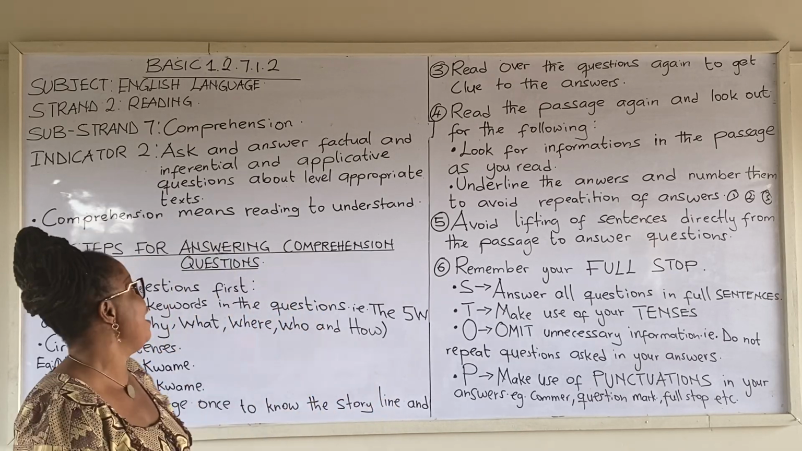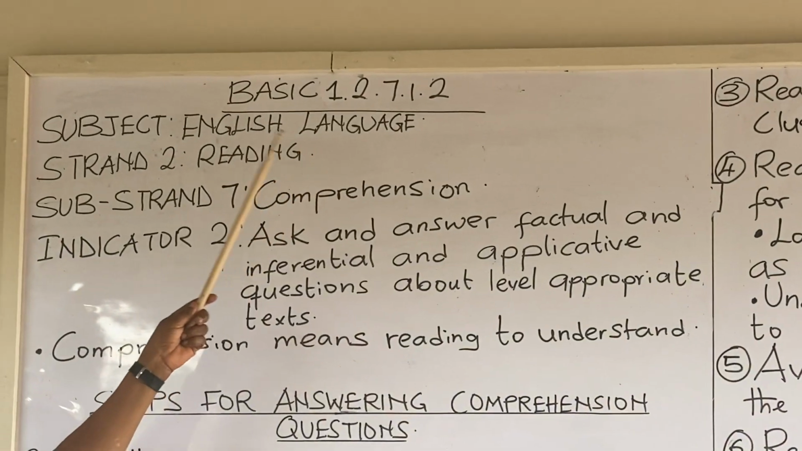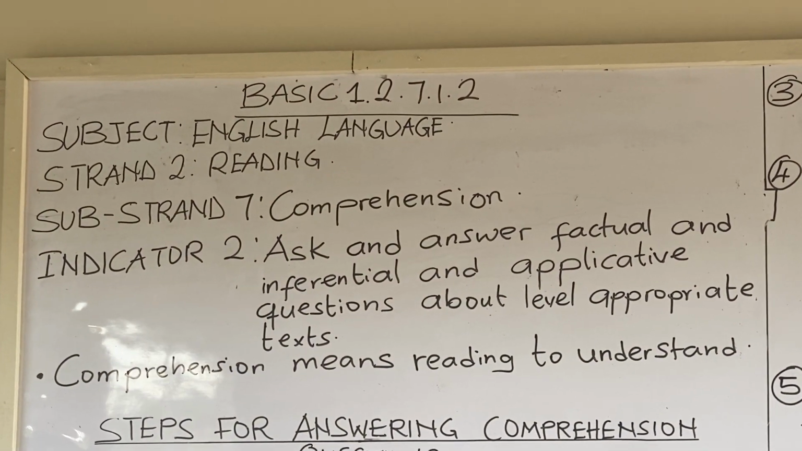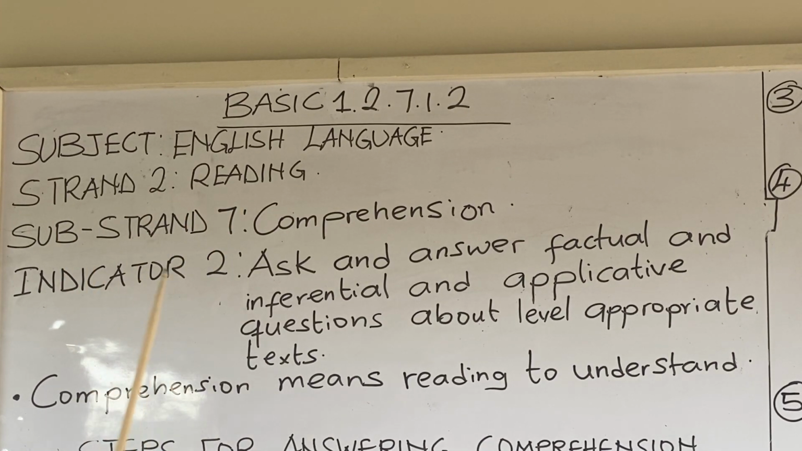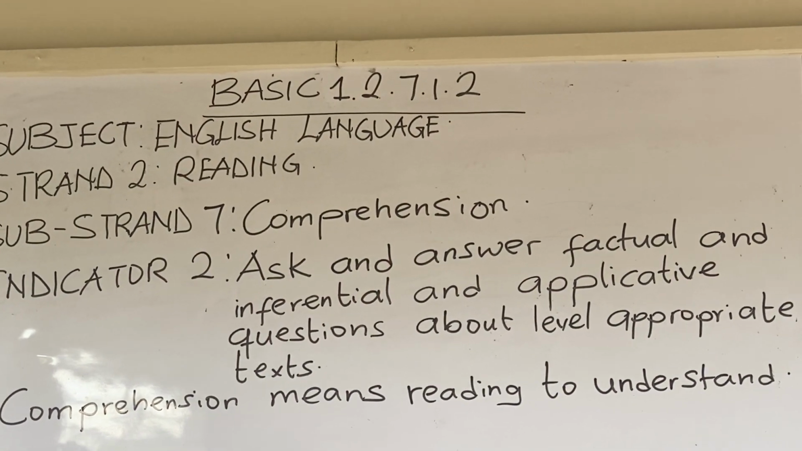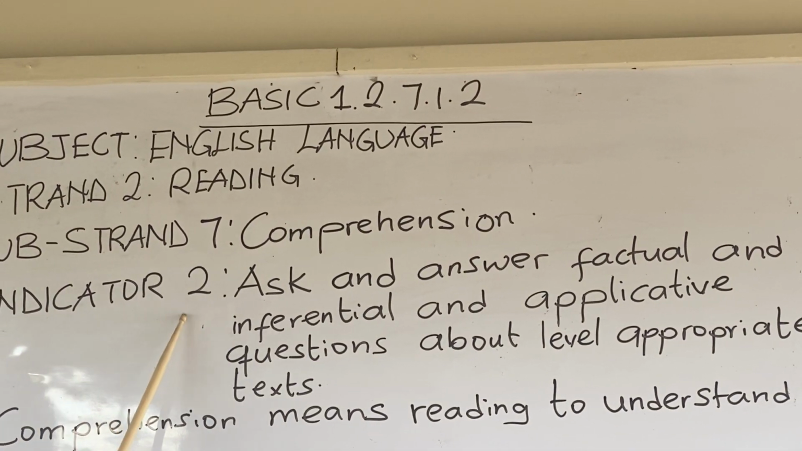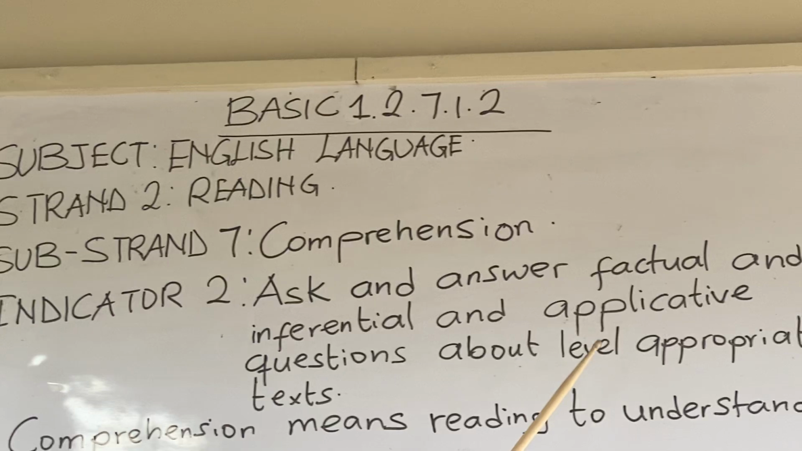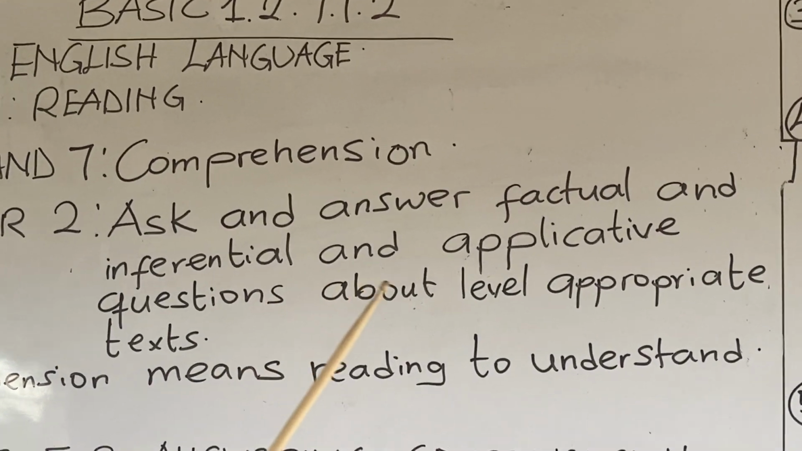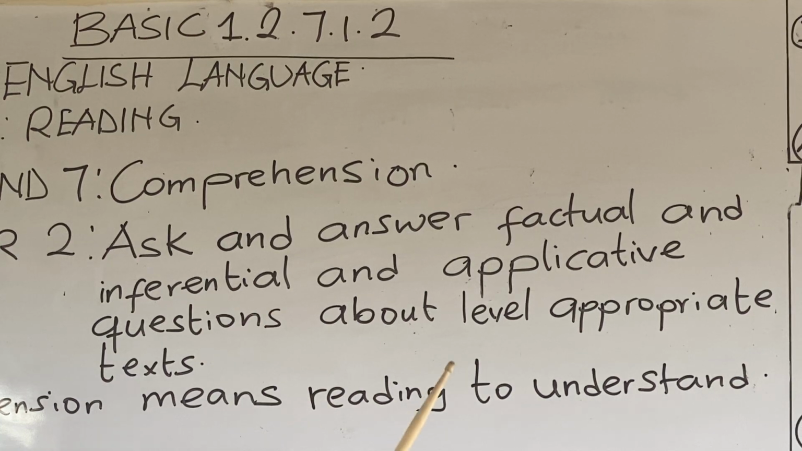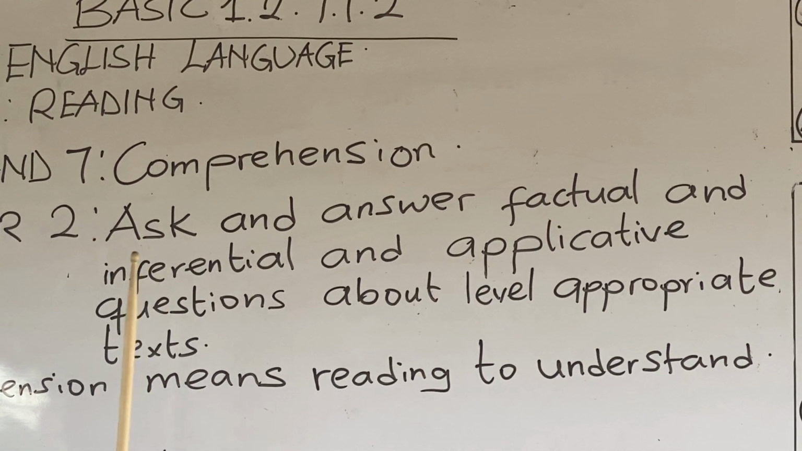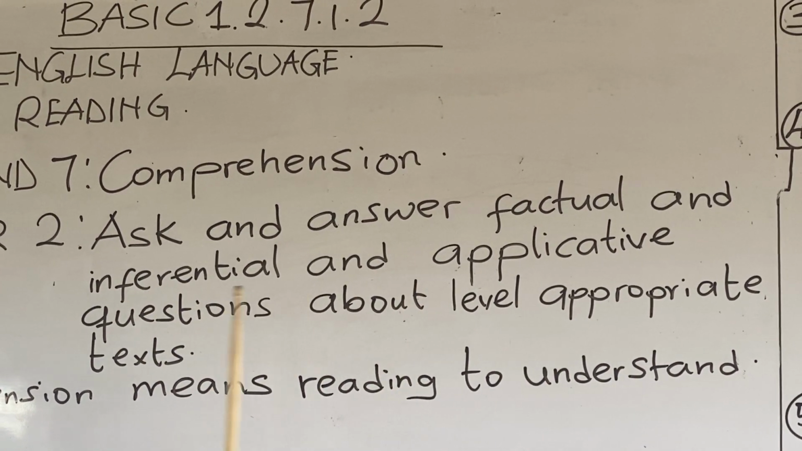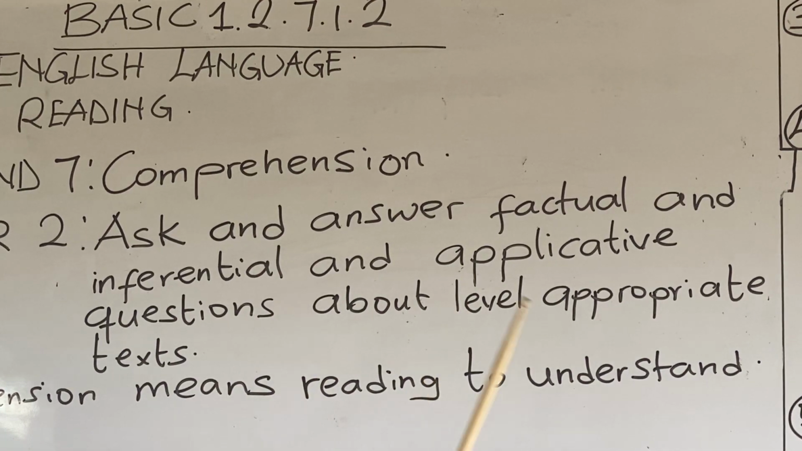Today's tutorial is on English language, taken from Strand 2, reading. Sub-strand 7, which is comprehension. Indicator 2: Ask and answer factual, inferential and applicative questions about level appropriate text.